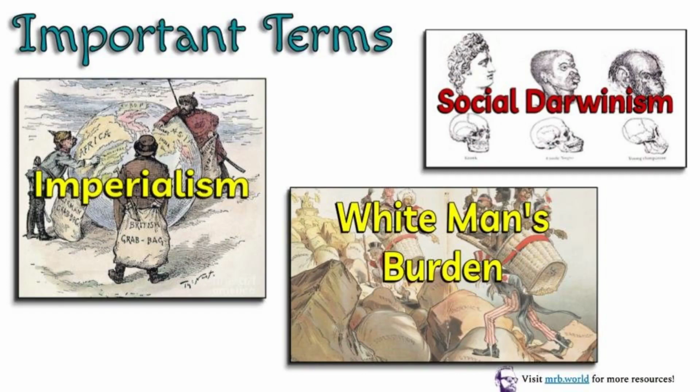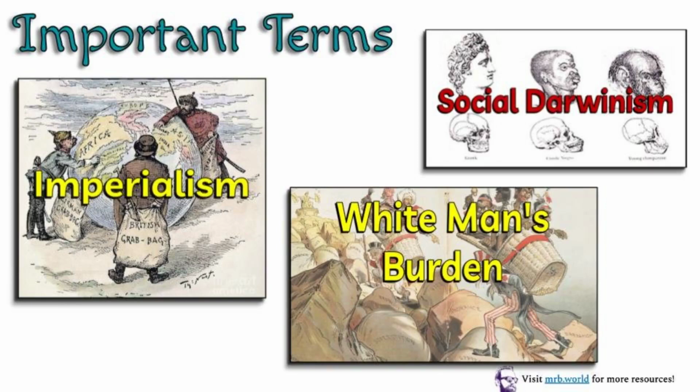Imperialism is a policy of extending a country's power and influence through diplomacy or military force. Social Darwinism is the belief that principles of natural selection and survival of the fittest can be applied to human societies, often used to justify inequality and exploitation in the context of imperialism and colonialism.